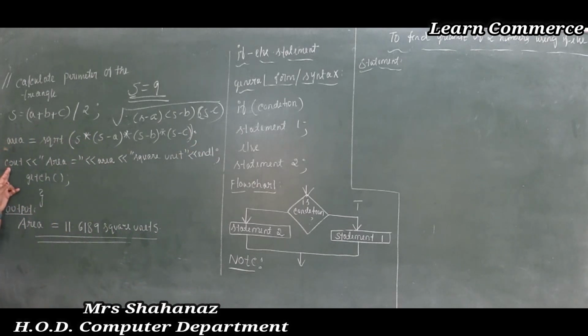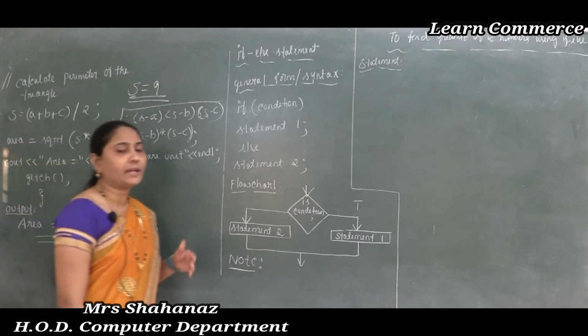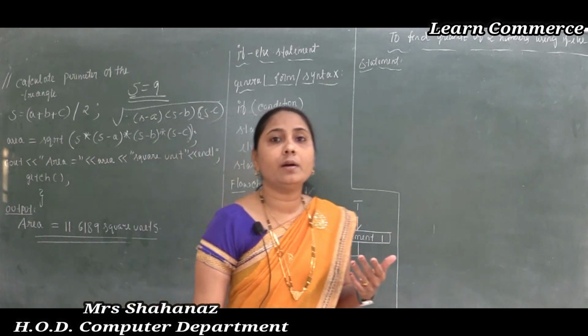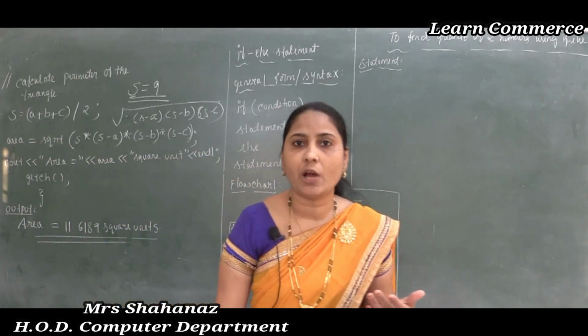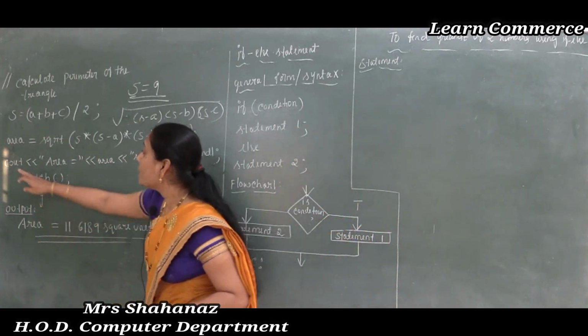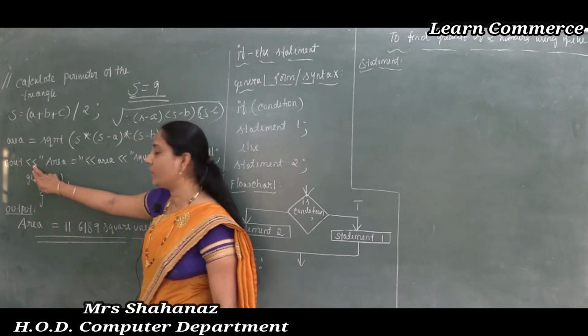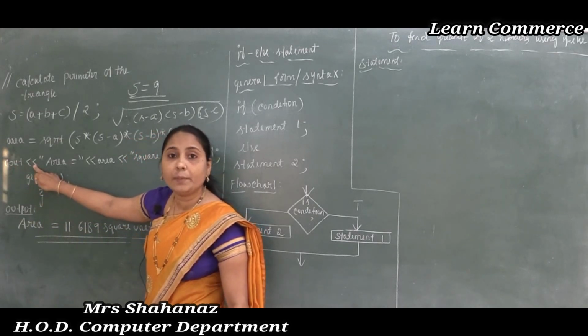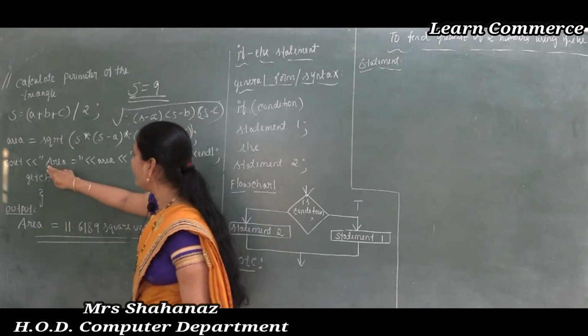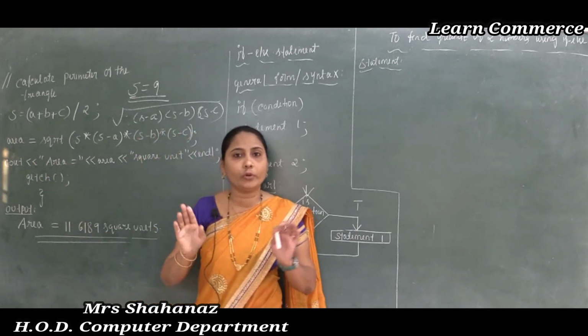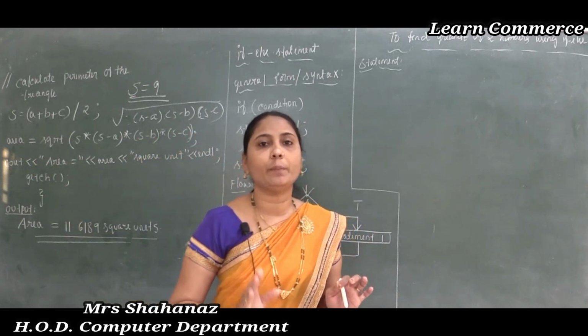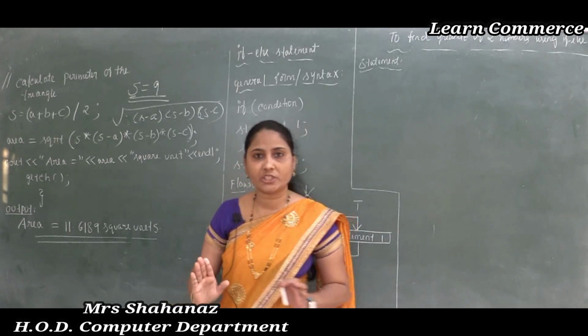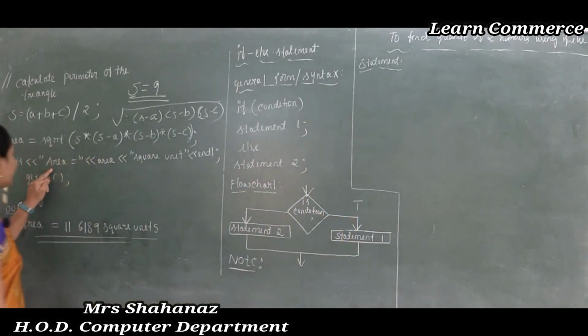Lastly, I want to display the output, so we need to use cout. The full form of cout is console output. We know that the operator is the stream insertion operator. Now I want to display "area is equal to", so I am using double quotation marks here. It is not necessary to use capital or small letters, no problem here. No effect on the program also.